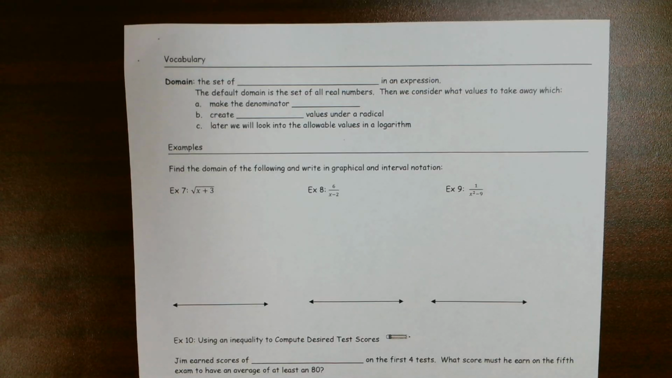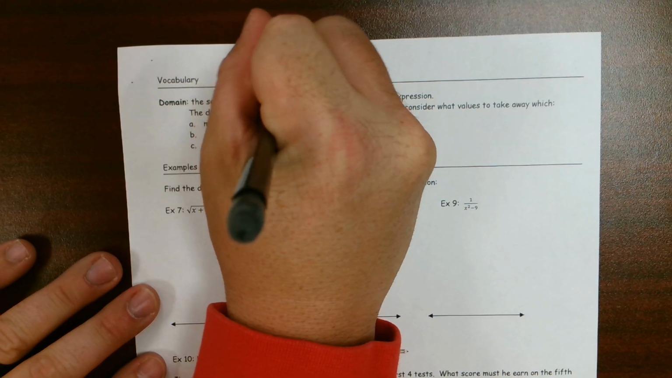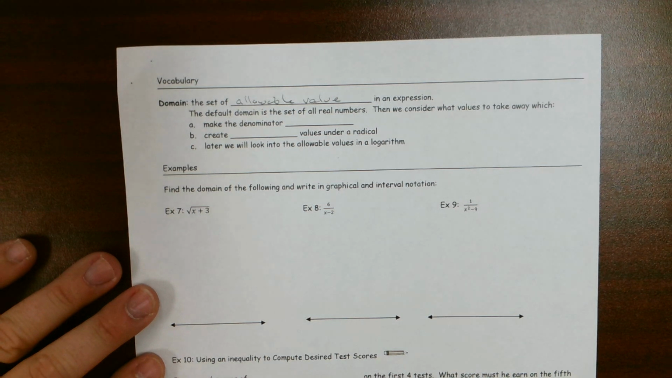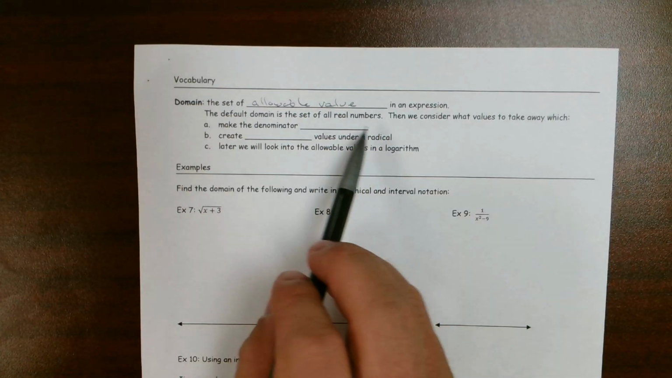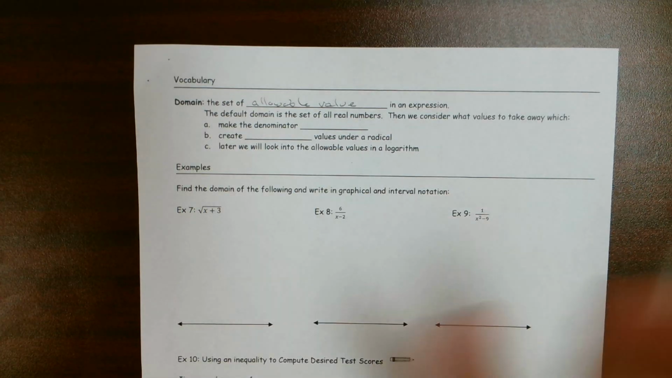Okay, here we are on the back, and we're going to talk a little bit about domain. Domain, if you remember from Algebra 2, is the set of allowable values in an expression. So what are you allowed to input for x, essentially, is the basic way of saying it. The default domain is the set of all real numbers. So we always just assume we're allowed to put in every real number, and then we consider which ones we have to take out.